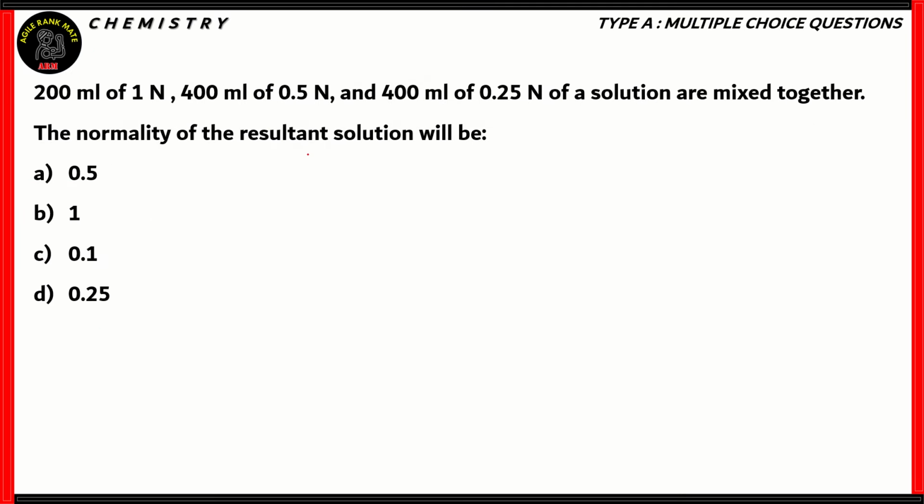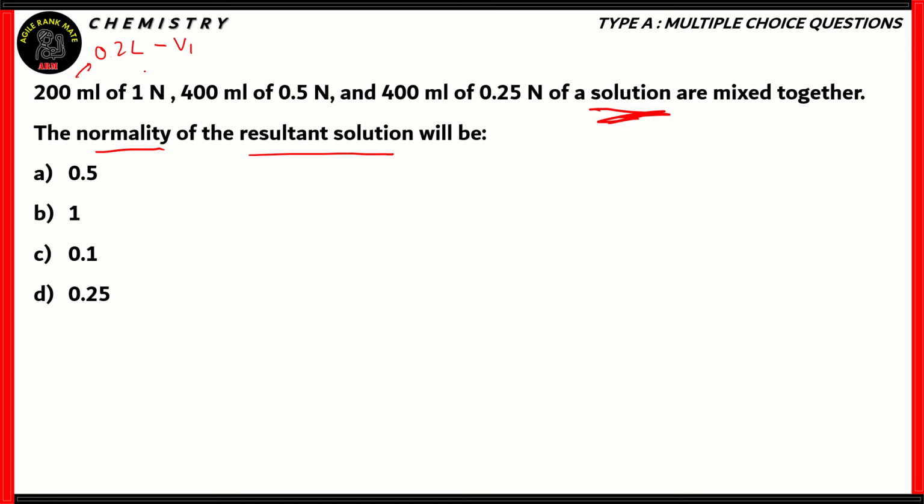Next question. 200 milliliters of 1 normal, 400 milliliters of 0.5 normal, and 400 milliliters of 0.25 normal of a solution are mixed together. We need to find the normality of the resultant solution. So 200 ml is the same thing as 0.2 liters. We consider that to be V1.